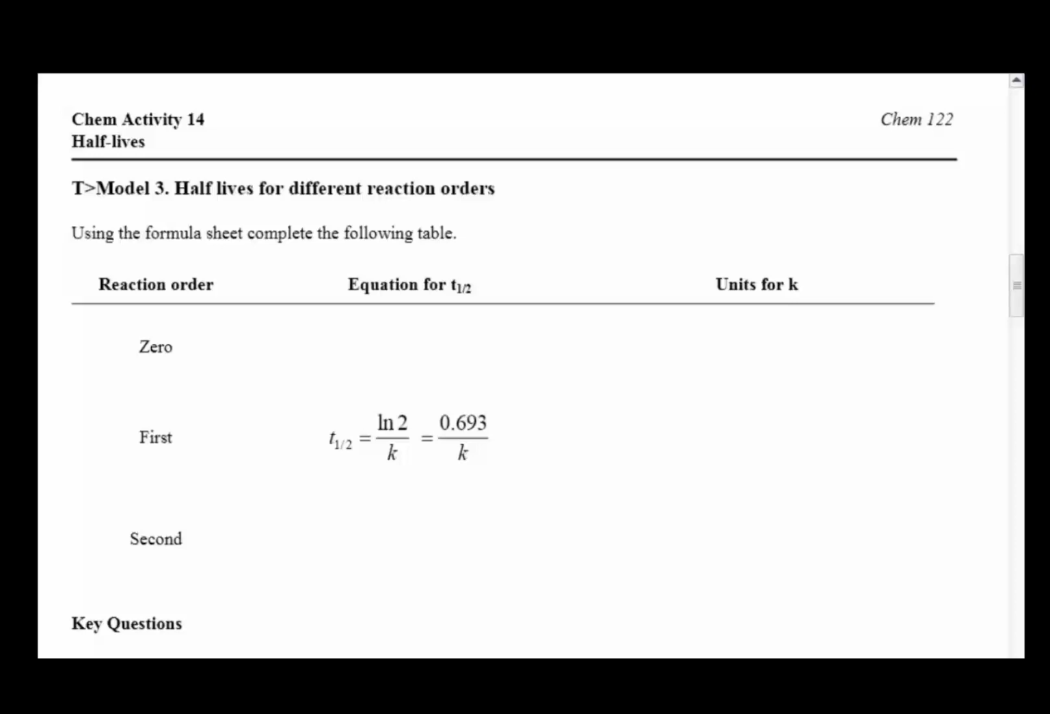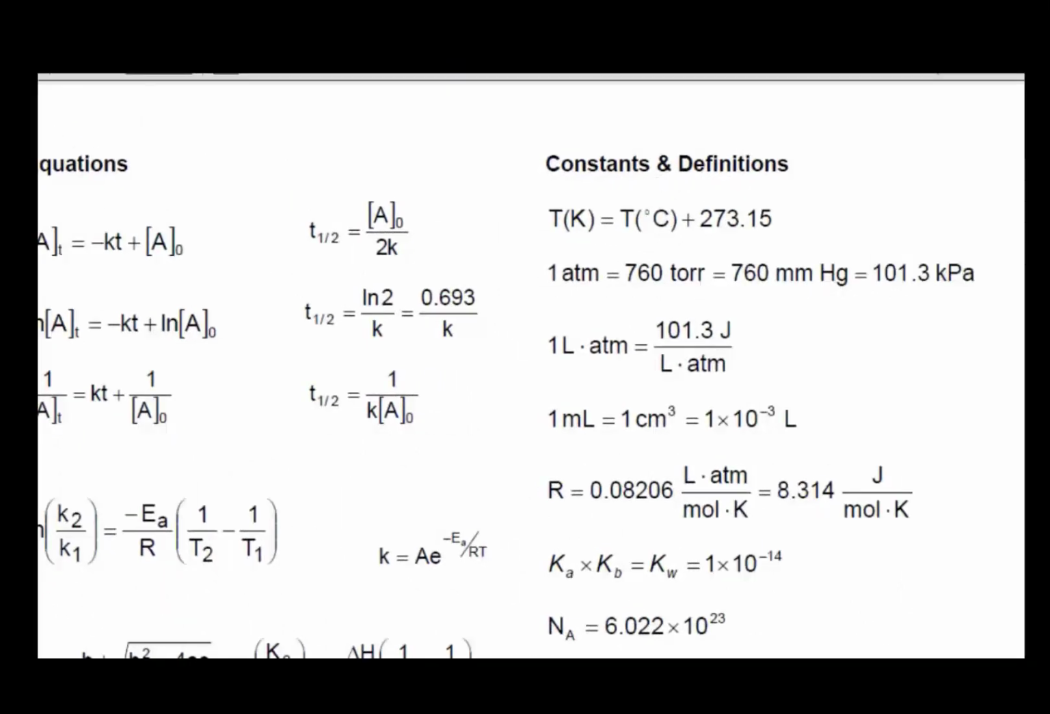So now I'm looking at teaching model number 3 in the table that summarizes the equation for the half-lives and different orders of reaction. You can see the equation already for the reaction order called first. We'll now fill in the equation for the reaction orders 0 and second. I'd like to point out that there's no need to memorize these things because the equations are found in your formula sheet. So I'm just going to bring up your formula sheet.